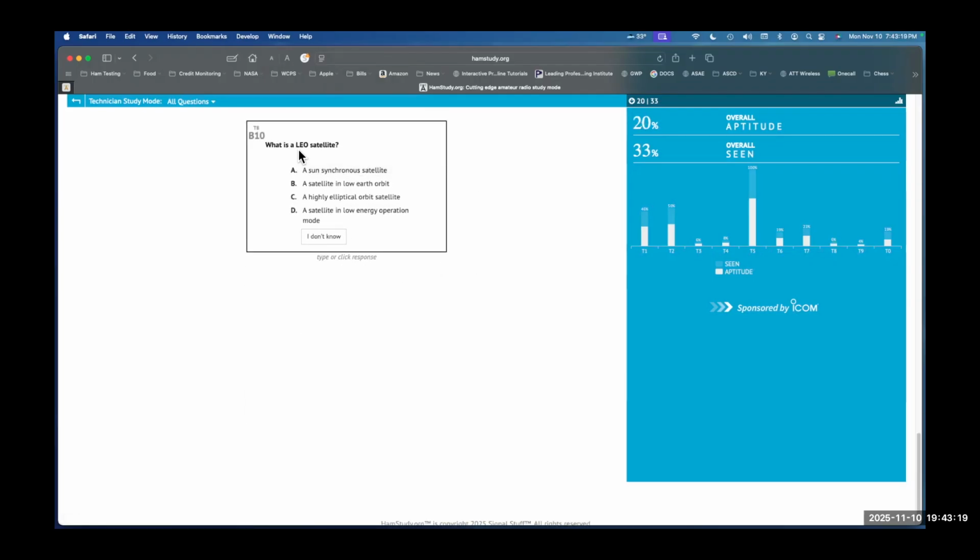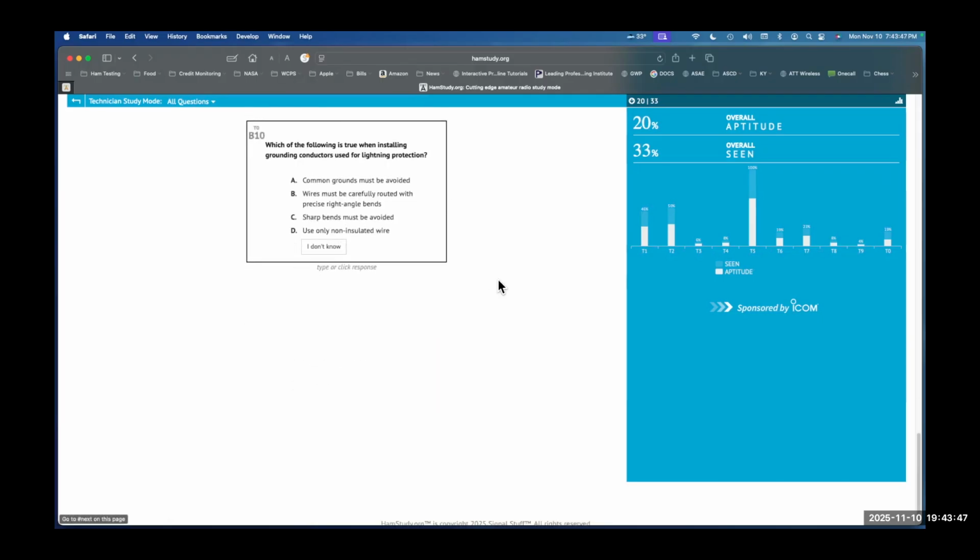What is a LEO satellite? Sun synchronous satellite, satellite in low Earth orbit, highly elliptical orbit satellite, a satellite in low energy operation mode. That's me, D. No, no, B. I'm low energy operation after the time change. I tell you, no, the answer is going to be B, low Earth orbit. That's what LEO stands for. So I was just kidding you.